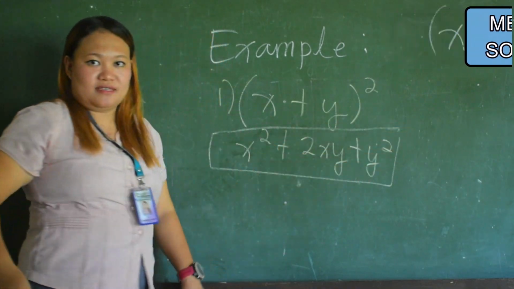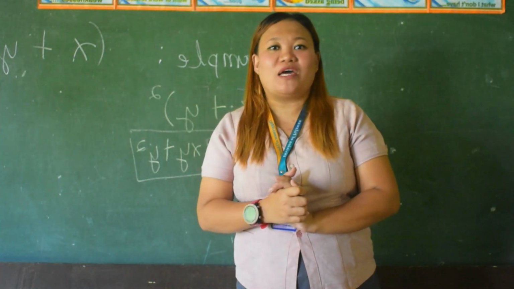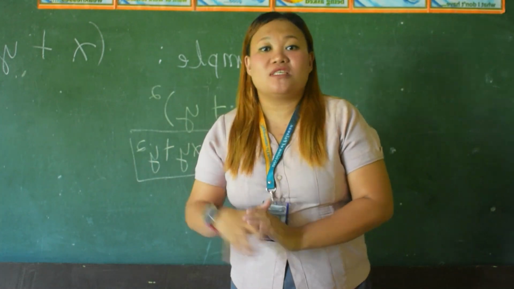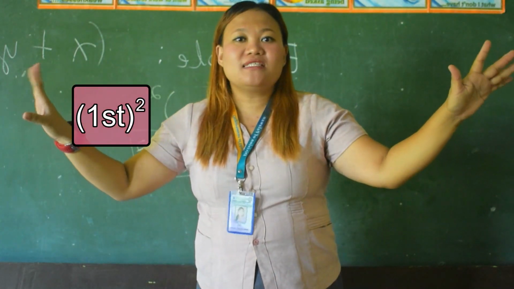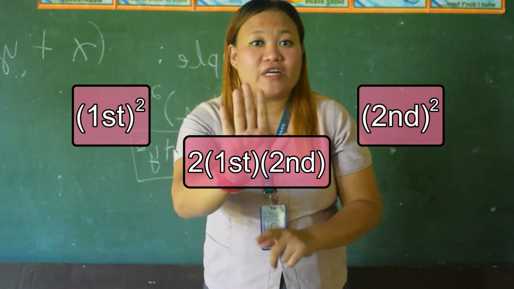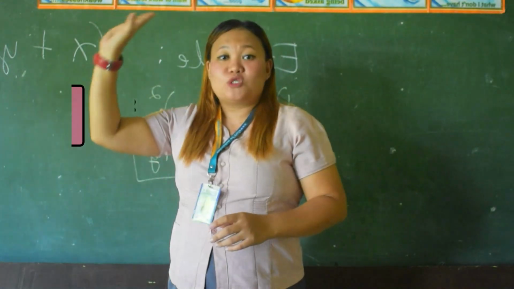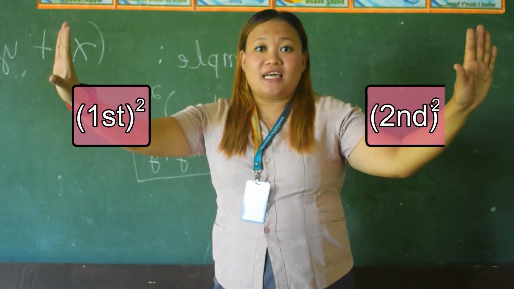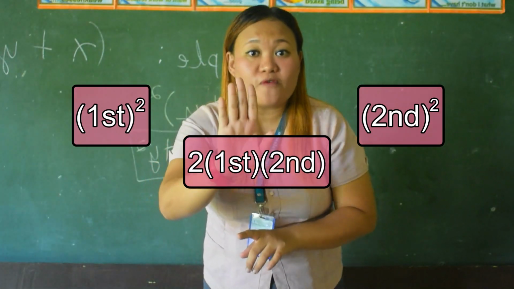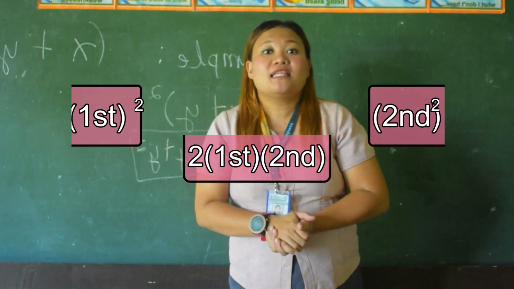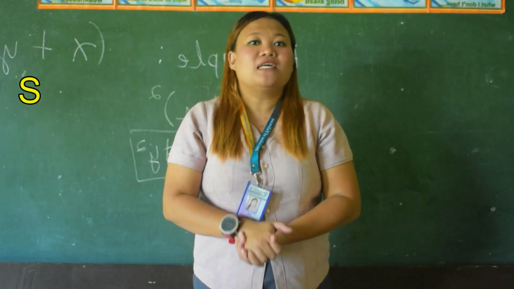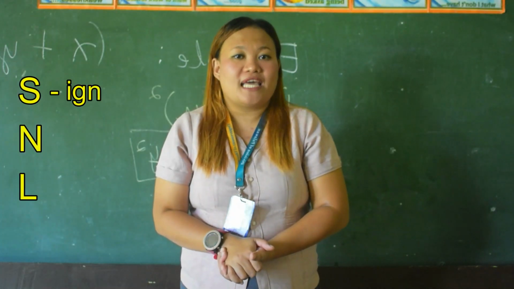Correct. Okay, that's all for today. I hope you remember the pattern, which is square the first, square the second, twice the product of first and second. And the SNL, what is the SNL again? We have sign, number, and letter.